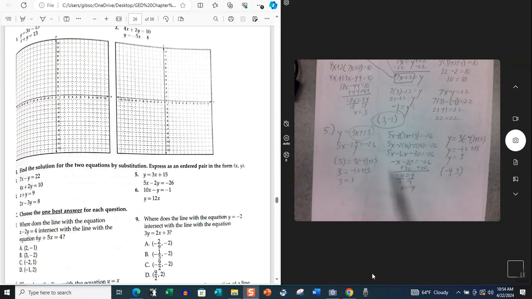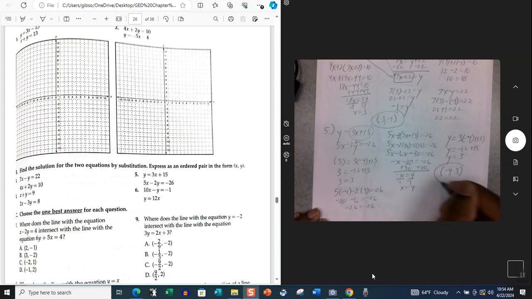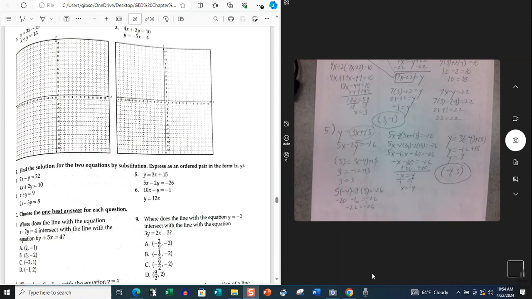Now we go to the second equation. So we have 5 times negative 4 minus 2 times 3 equals negative 26. 5 times negative 4 is negative 20. Negative 2 times 3 is a minus 6 equals negative 26. Negative 26 equals negative 26. So it'll be negative 4, 3.